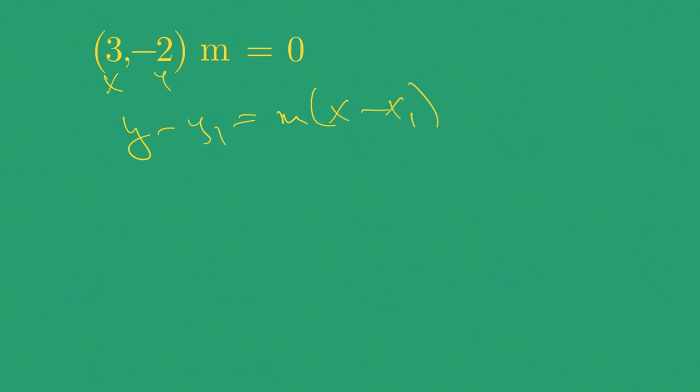So here we go. Y minus, what's my y value? -2, okay? Equals, my slope is 0 times x minus, what's my x value? 3. Y minus -2 equals 0 times x minus 3.